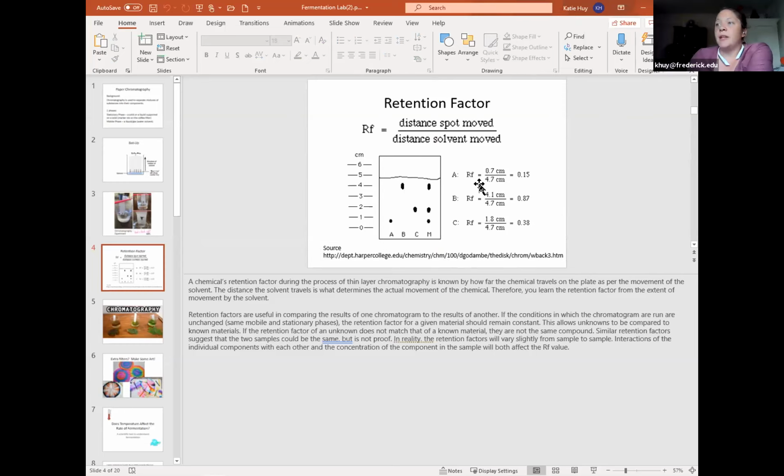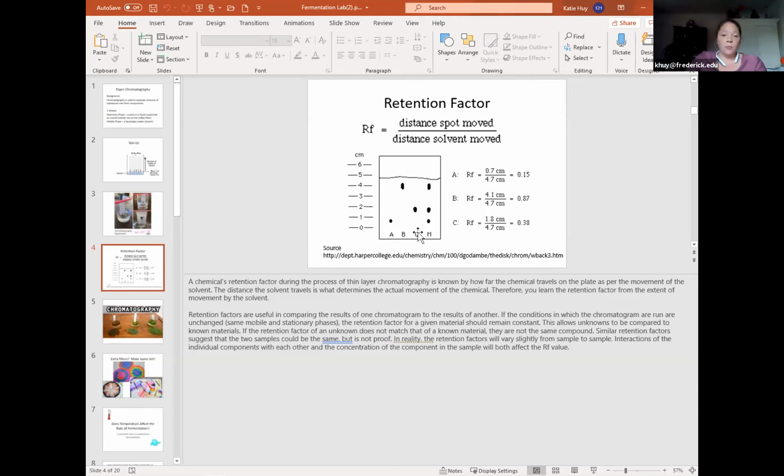Your denominator is your solvent, and then your numerator is how far your pigment moved. You'll actually see that dot move up, and you'll see the lines move up the coffee filter, which is really cool. If we're looking at A, this first dot, it comes in at 0.7. You put that over in your numerator, and then your retention factor is going to be 0.15. The same goes for B and C.